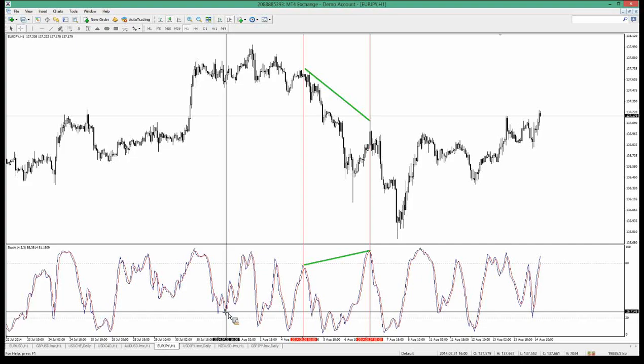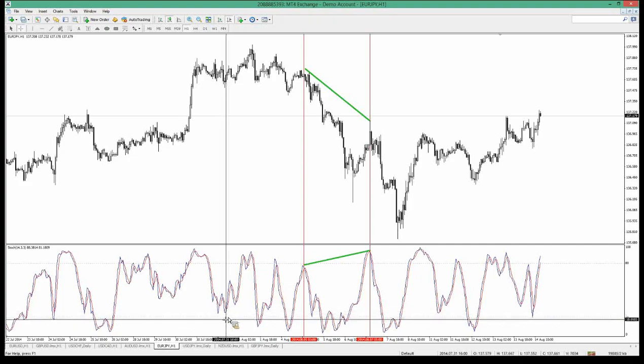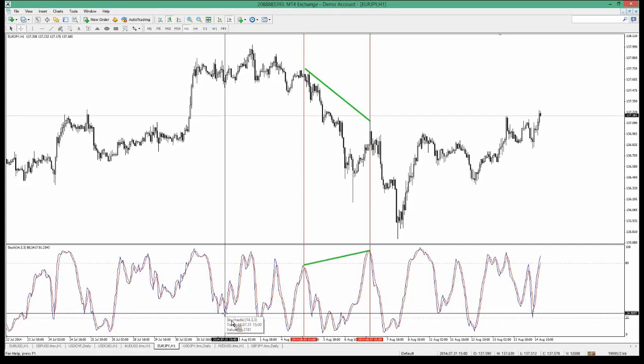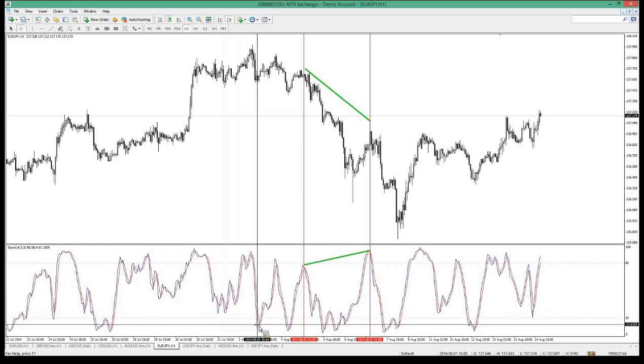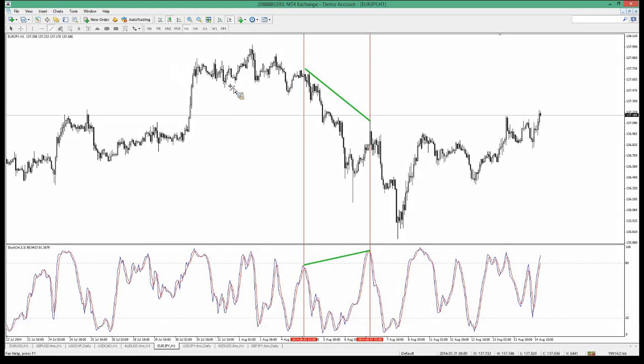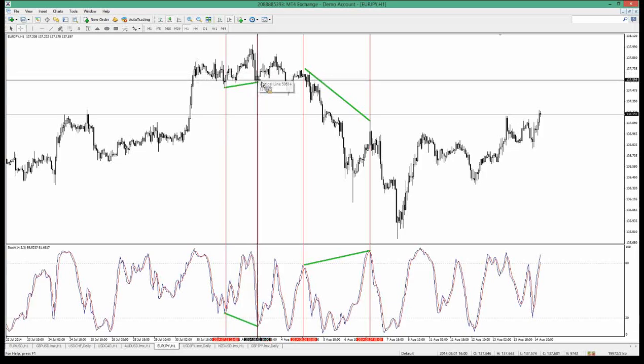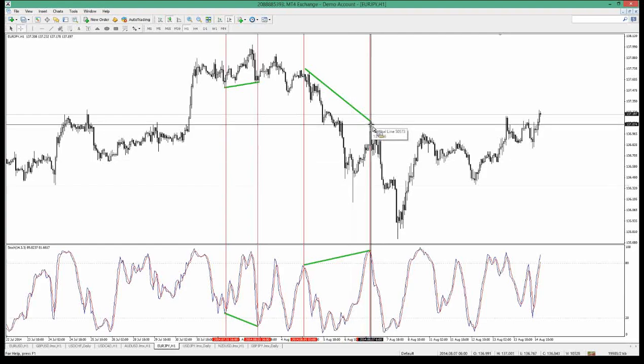The same down here. If we look at this area, we've got reverse divergence, but on the bullish side. Between here and here, price is making a higher low, but the MACD is making a lower low. You'll see what happens after that. We get a pop up. In this case, we get a nice collapse.